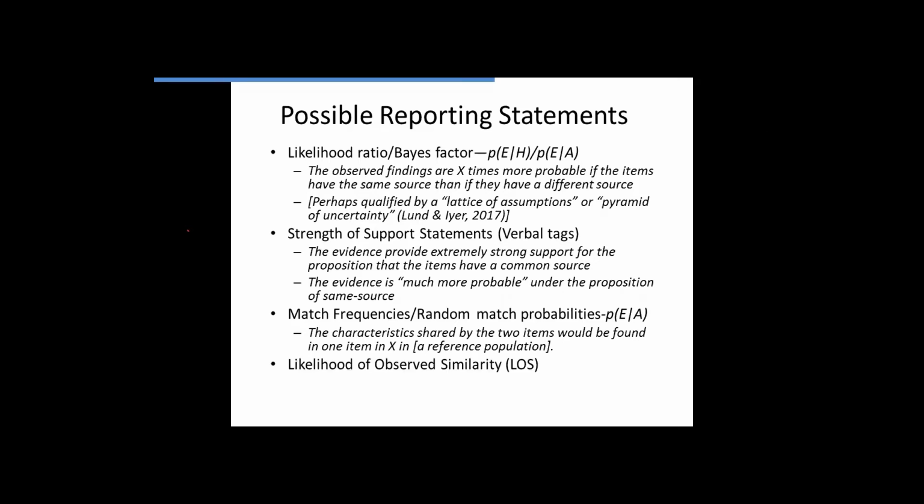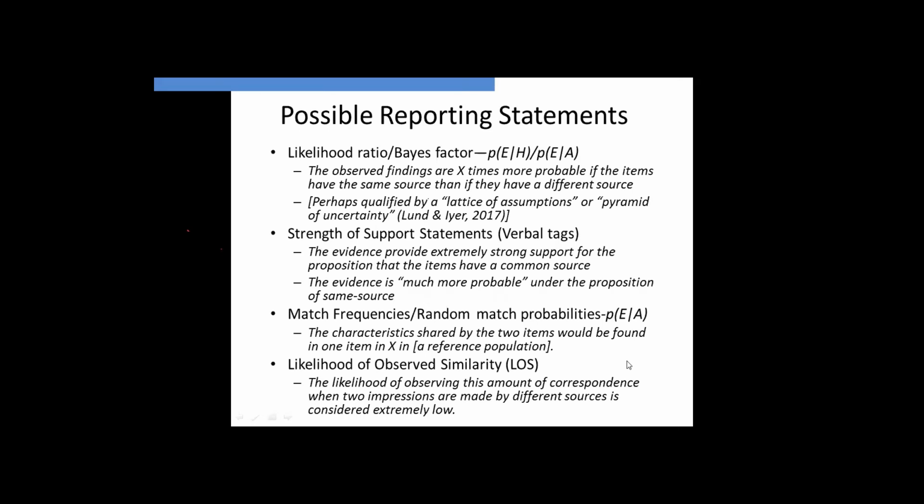Another approach that's similar in terms of talking about the denominator of the likelihood ratio is where the expert comments about the likelihood of the observed similarity. This is a statement that came from the U.S. Army Lab. The Defense Forensic Science Service was using this for a while in connection with latent print evidence, saying something like, the likelihood of observing this amount of correspondence when two impressions are made by different sources is considered extremely low. I view this as kind of a verbal random match probability estimate. All right, so those are some of the ways you might do it.